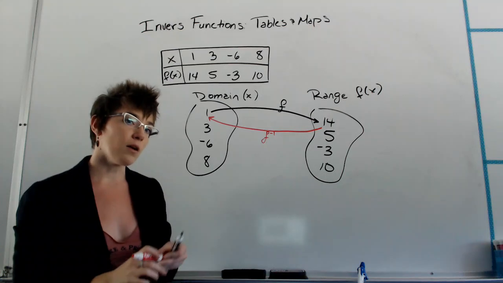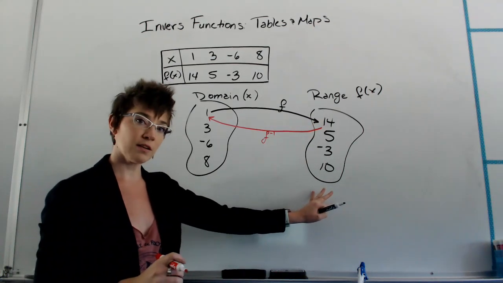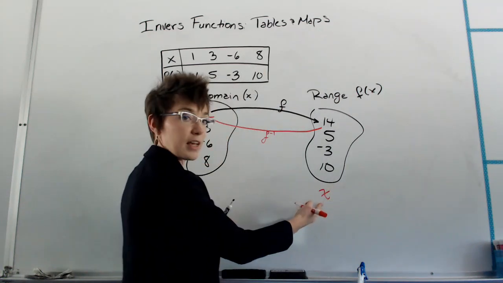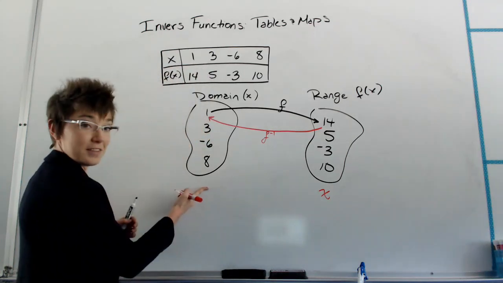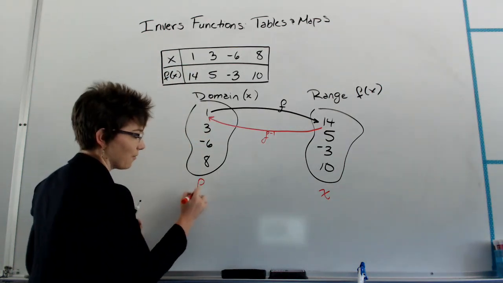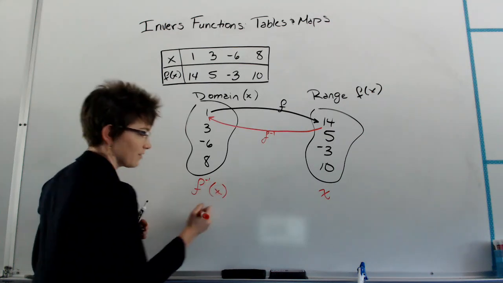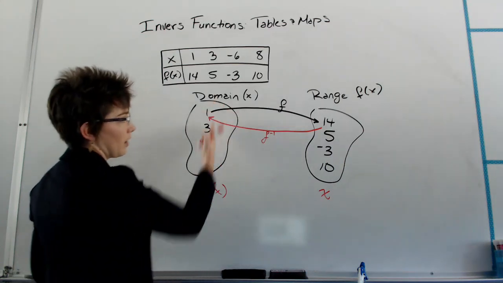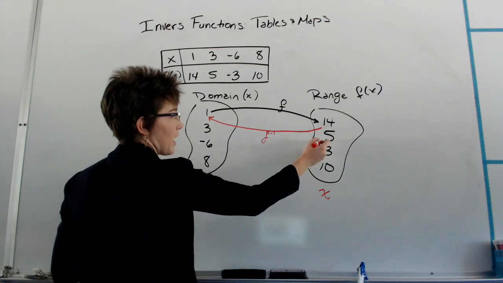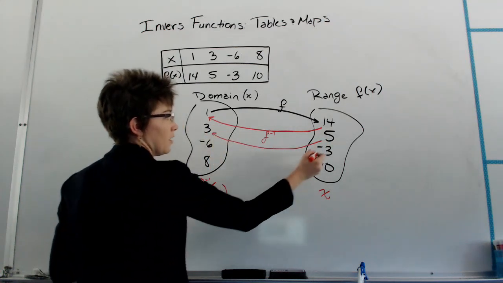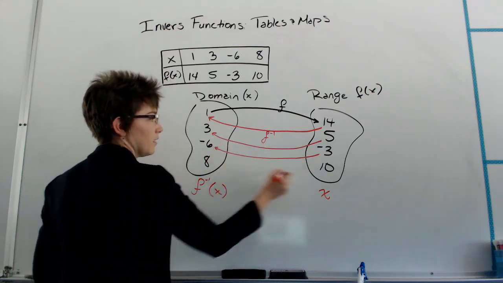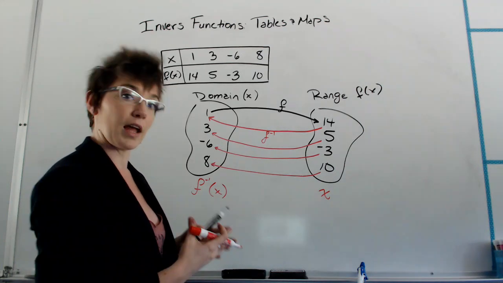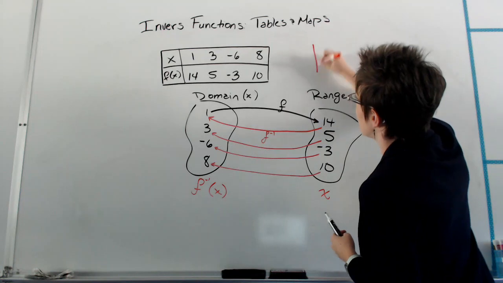So what you might notice is that all of these outputs for my function are now inputs for the inverse function. And all of these original that were inputs are now outputs for f inverse. And it goes like that. So I listed all these in order already. So I know that 5 goes back to 3, -3 goes back to 6, and 10 goes back to 8. So now let's actually build our inverse function table, which I'm going to do right here next to it.